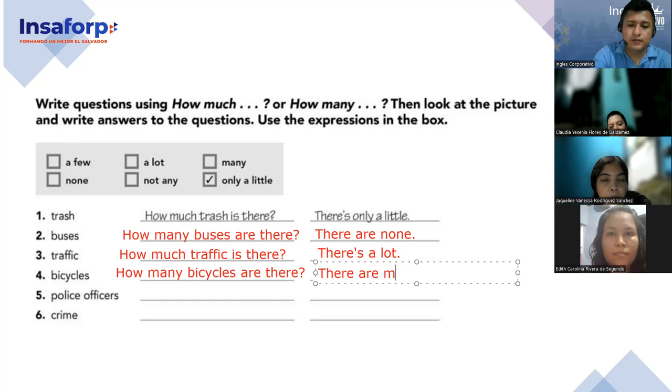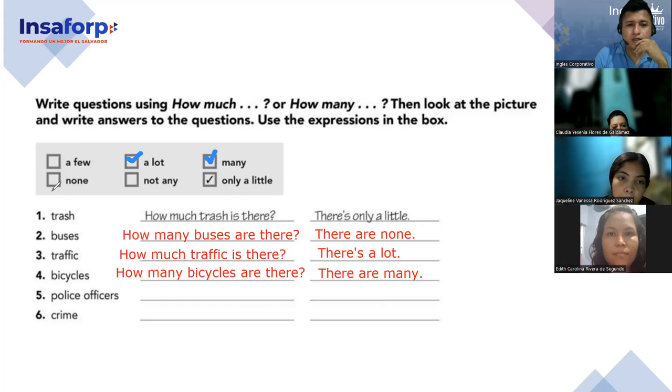Okay. So if you notice here in the answer part, we did with this one. What else? With this one. With a little also and none. Okay.